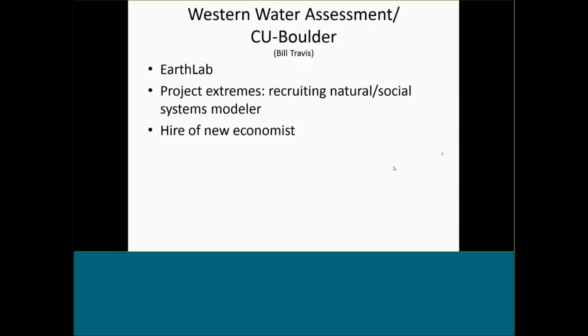It's directed by an ecologist, Jennifer Balch, a biogeographer who works in forest and fire, especially in the tropics, but now in the western U.S. Another project was funded at the same time. I'll say a little bit more about EarthLab in a second.